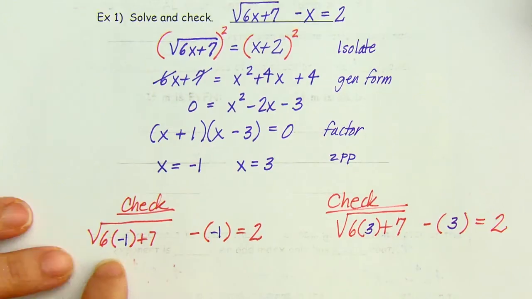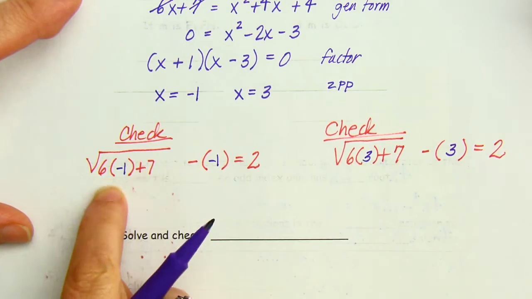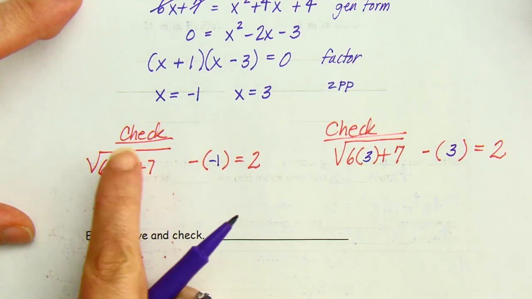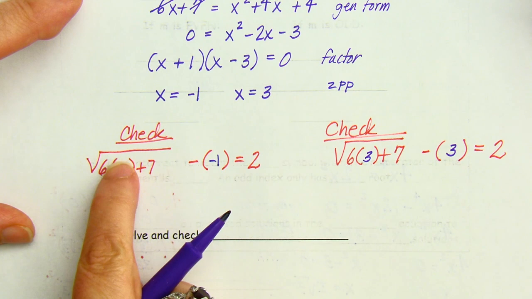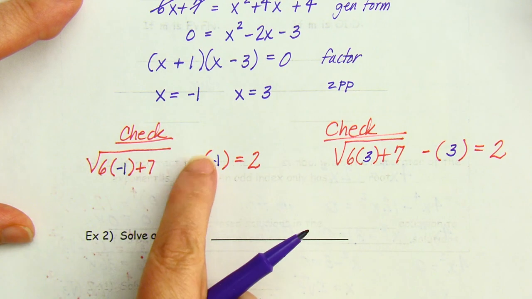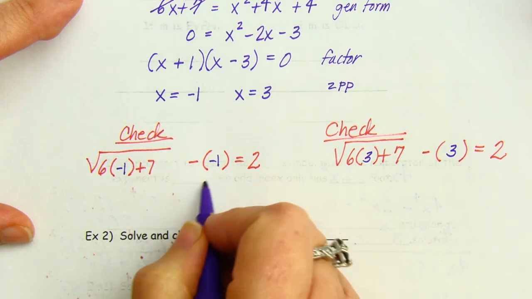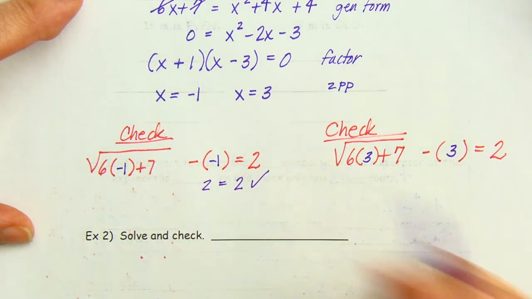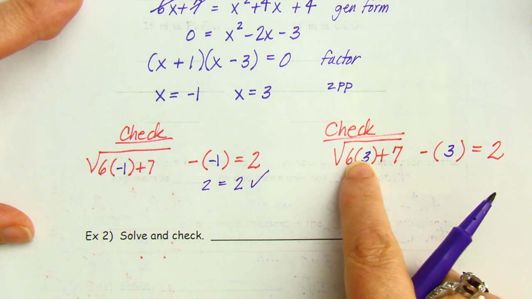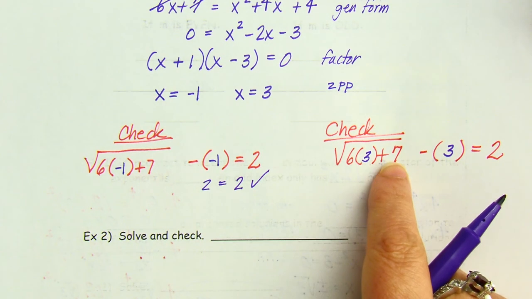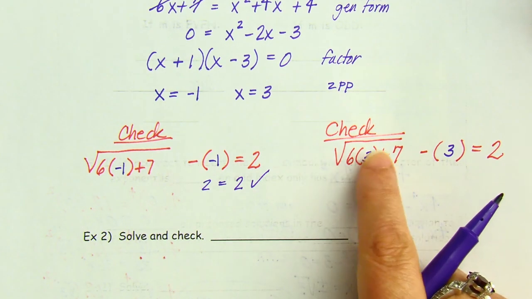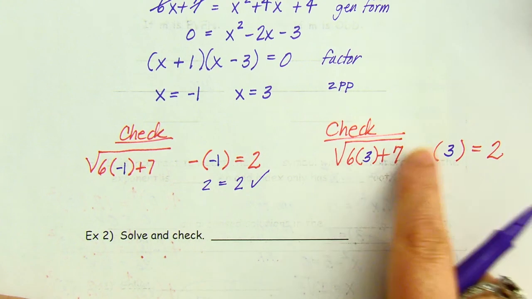This is negative 6 plus 7, which is 1, and the square root of 1 is 1. This is positive 1, right? The opposite of negative 1 is positive 1. So 1 plus 1 is 2. It works. This is 18 plus 7 inside the radical. 18 and 7 is 25. The square root of it is 5. 5 subtract 3 is 2. It works.